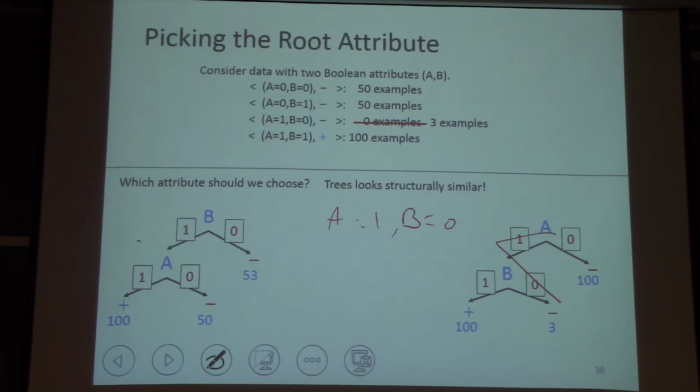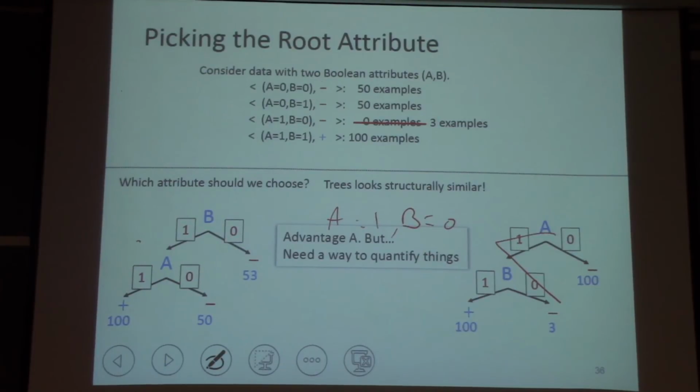So I'm going to argue that actually the advantage is for A because, just as an intuition, suppose those 3 examples were noise, then you want to take them and bucket them separately. You want to get to the answer as soon as possible. If you pick A on top, for 100 out of almost 200 examples, about half the examples, in one step you get to the answer. If you pick B, then for only a quarter of the examples, you get to the answer in one step.